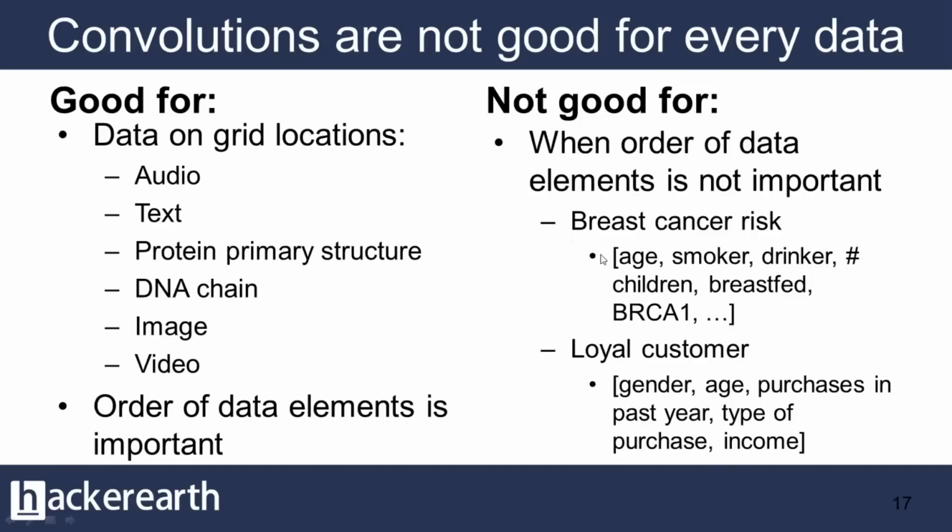What convolution is not good for is when you want to do classification on a data set where you have different variables, but the order is not important. So for example, let's say you want to predict breast cancer risk, and it is dependent on age, whether the person is a smoker, drinker, has children, has breastfed, has BRCA1 mutation, and so forth. Now, it doesn't matter what the order of these variables is. Similarly, whether a loyal customer, what their gender, age, purchase in the past year, and so forth is, the order of the inputs is not important.